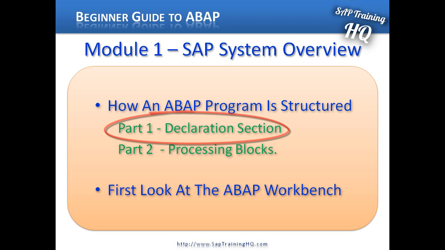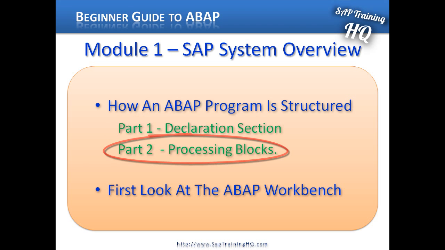reports. Once we have declared tables, global variables, and data types in the declaration section of our program, we then come on to the second part of an ABAP program itself, and this is where we will write all the logic for our program. This part of an ABAP program is often split up into what we call processing blocks.